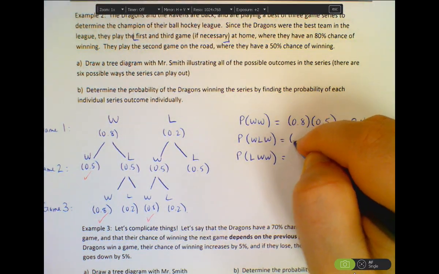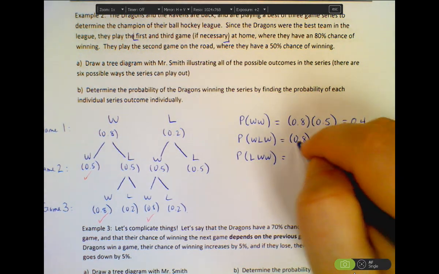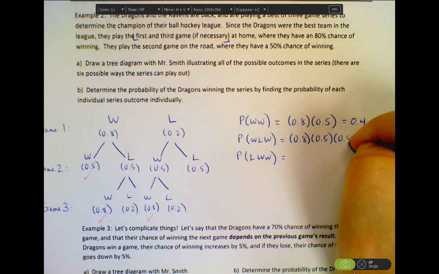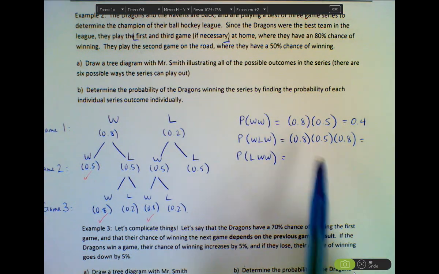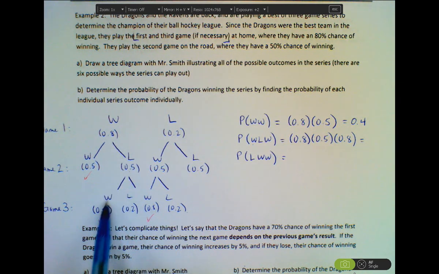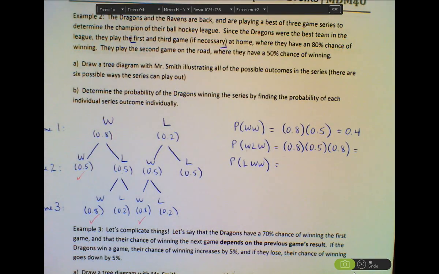Win, loss, win. So win at home, 0.8. Losing on the road, 50%. Winning at home, 0.8. So we're using the probabilities for game 1, game 2, game 3 from our diagram, 0.8, 0.5, 0.8, the ones in our branches. That's why adding these in to your tree diagram can be very helpful. So 0.8 times 0.5 times 0.8, I believe that is 0.32.